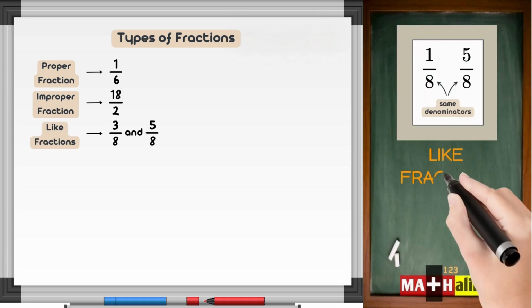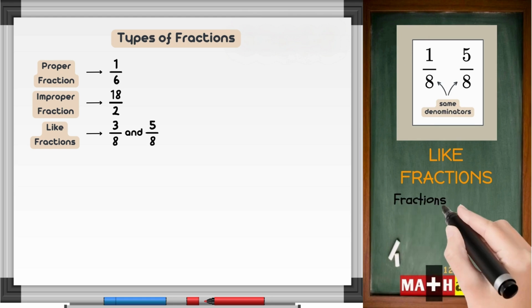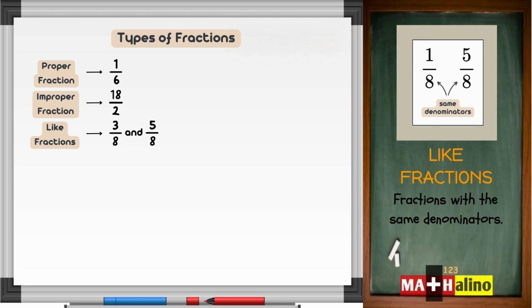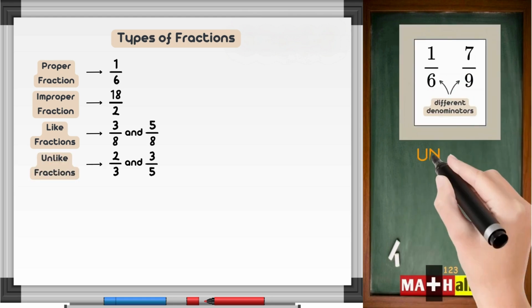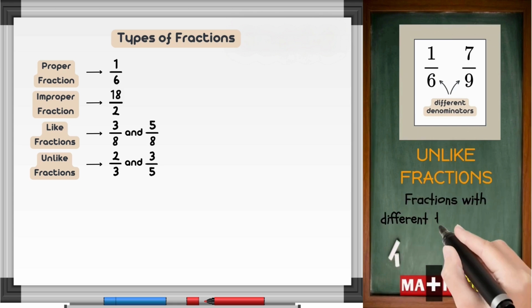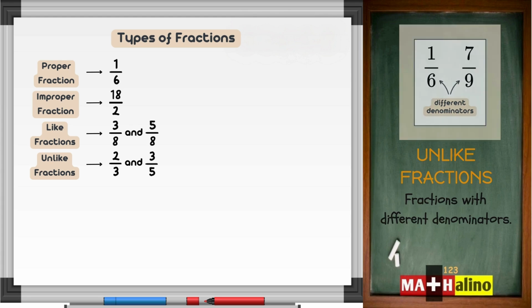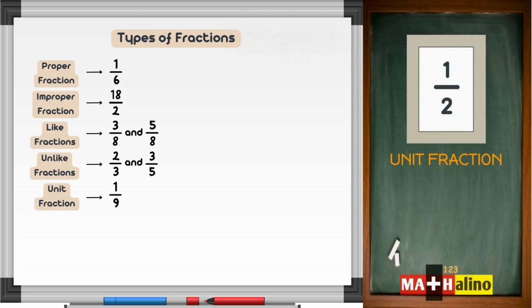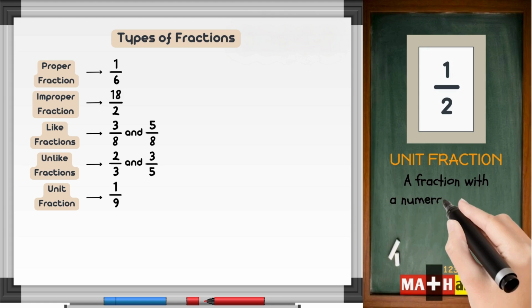Like fractions. Fractions with the same denominators. Unlike fractions. Fractions with different denominators. Unit fraction. A fraction with a numerator of 1.